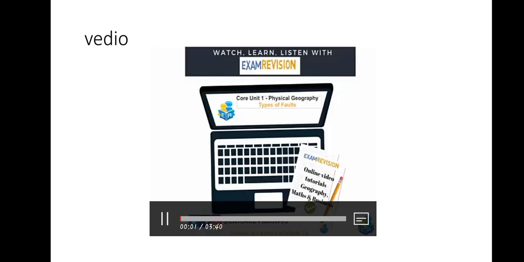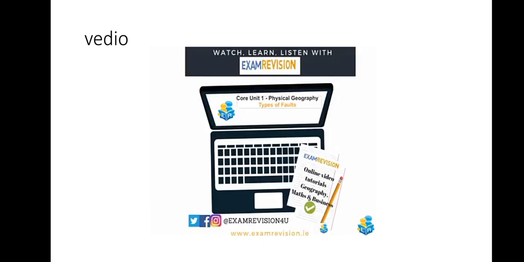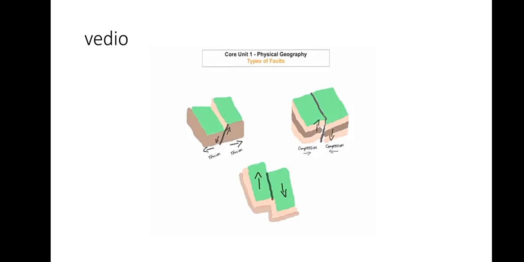Hi guys, and welcome to today's tutorial. In today's lesson we're going to look at the different types of faults that you can get. Faults are grouped according to the type of movement that they have. We're going to look at three different types of faults: a normal fault, which is this one here, a reverse fault, which is this one here, and then a tear fault, which is this one here. Let's write this up for you. So you've got a normal fault.